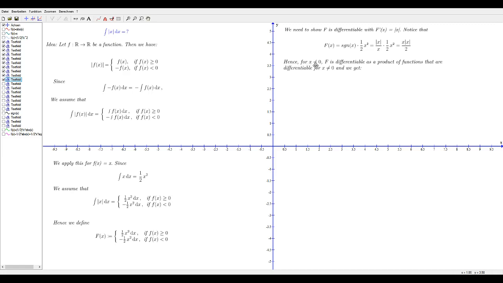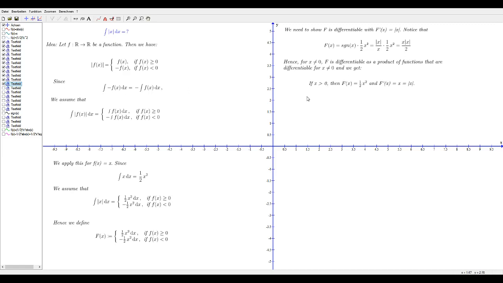Hence, for x not equal to 0, capital F is differentiable as a product of functions that are differentiable for x not equal to 0. That's exactly what I've just said. x is differentiable for x not equal to 0, and the absolute value of x divided by 2 is also differentiable for x not equal to 0.